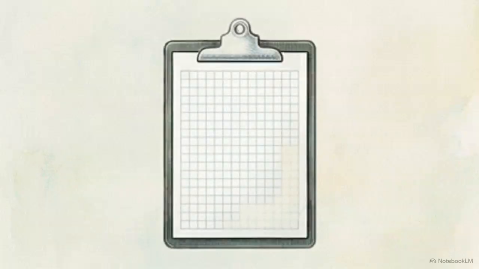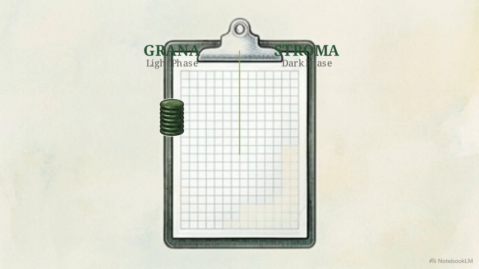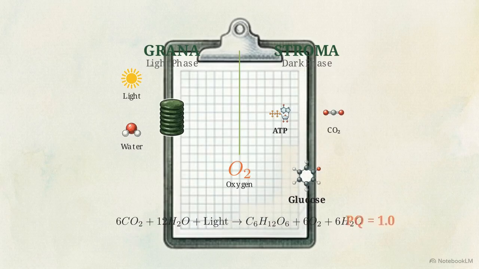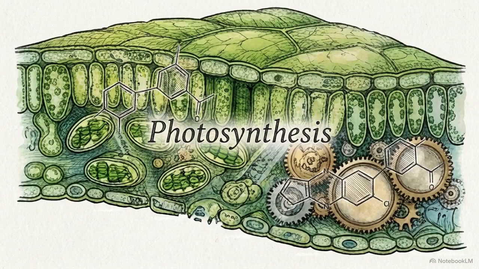This final summary graphic provides your exam cheat sheet. The light phase happens in the grana, uses water and light, and produces oxygen and ATP. The dark phase happens in the stroma, uses carbon dioxide and ATP, and produces glucose. By understanding how the light and dark phases connect, you know exactly how plants translate sunlight into the chemical bonds that keep the Earth alive.